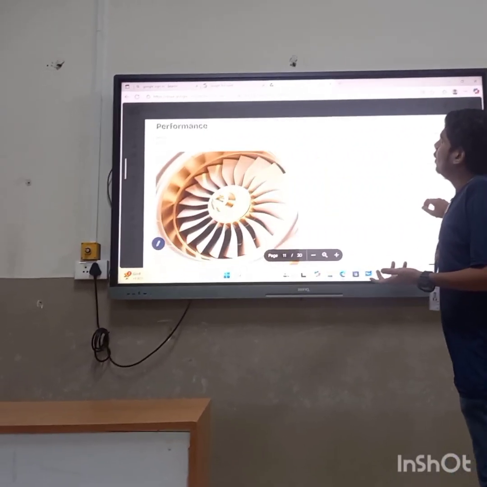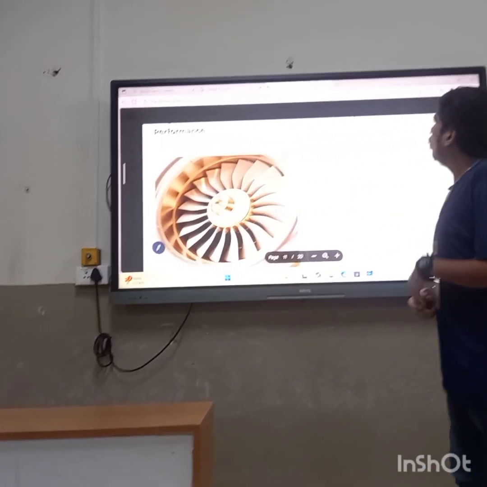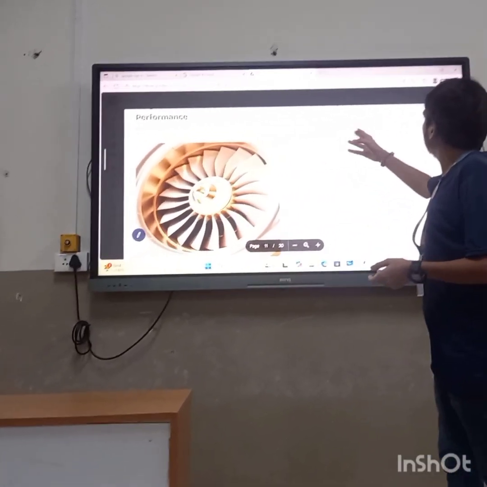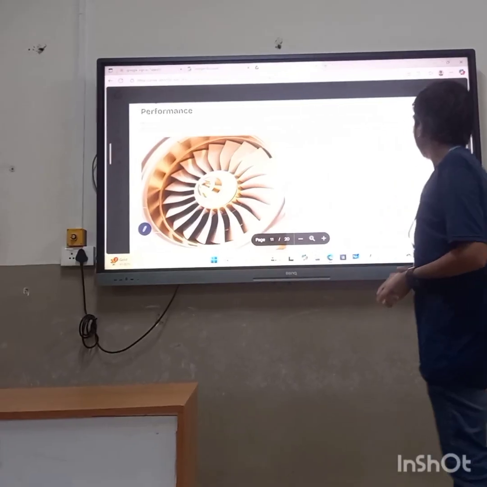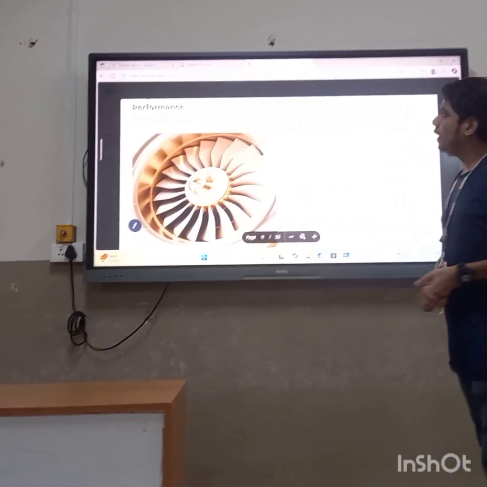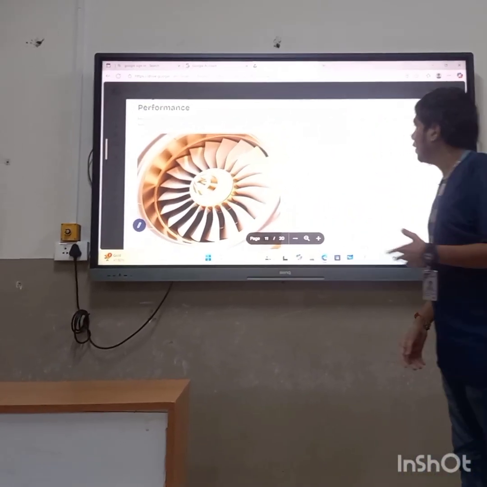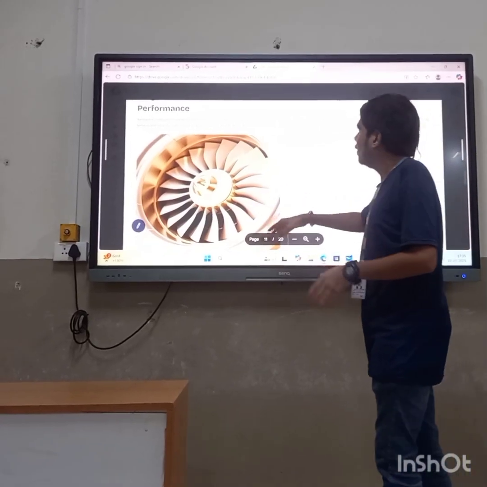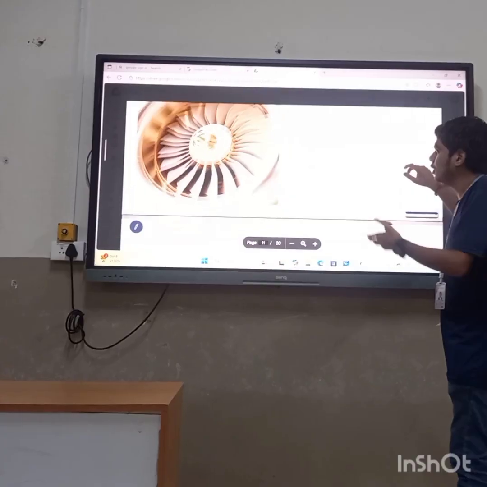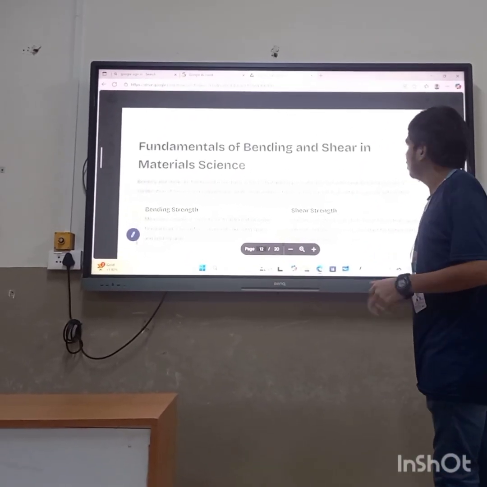Aerospace components operate under immense stress, where even microscopic details can dictate success or failure. The internal arrangement of a material, its microstructure, directly governs its bending and shear strength, critical properties for aircraft and spacecraft integrity. This is a turbine wing, an example from the aerospace industry, showing which alloy and which structure are usually used. Let's look at the fundamentals of bending and shear in material science.